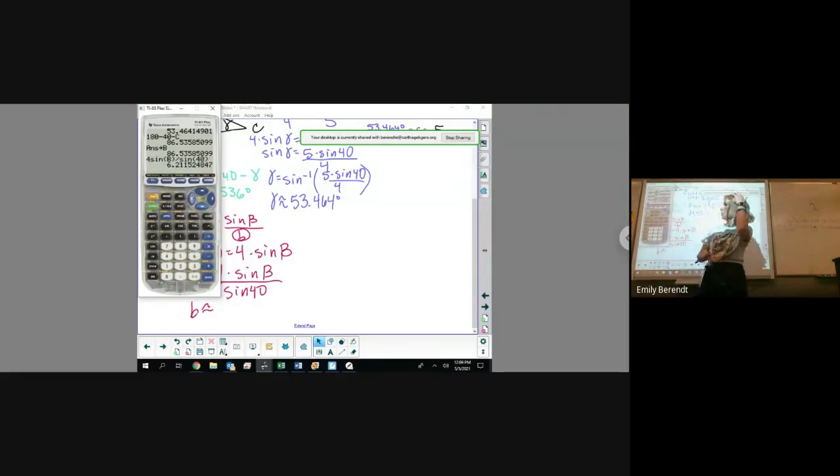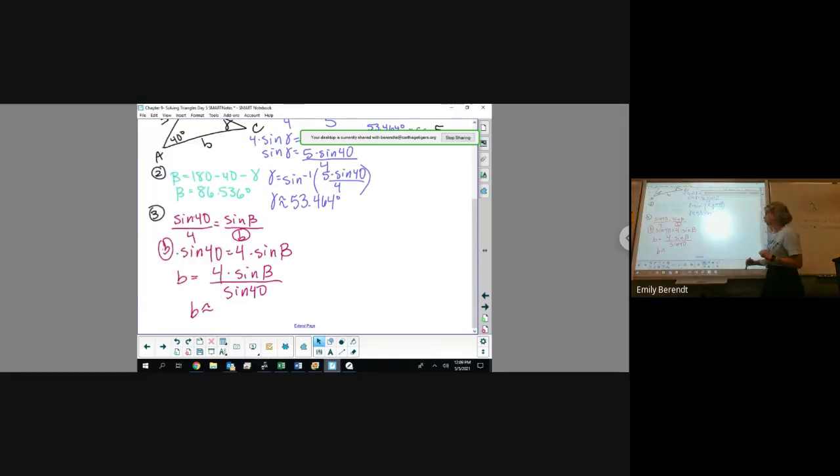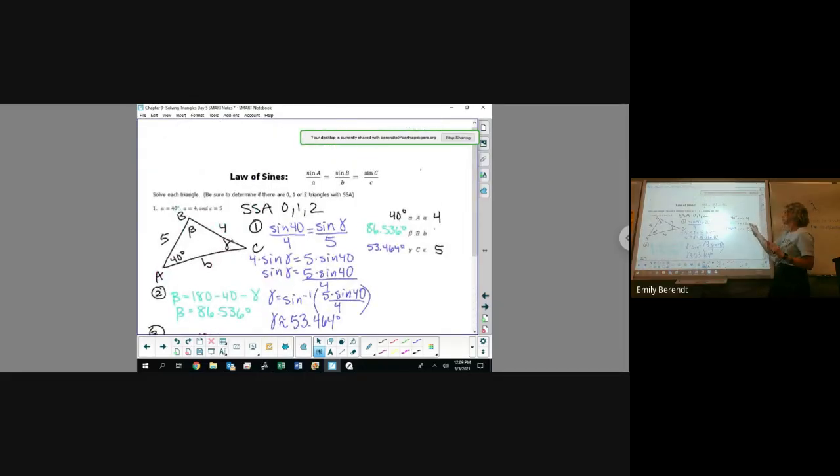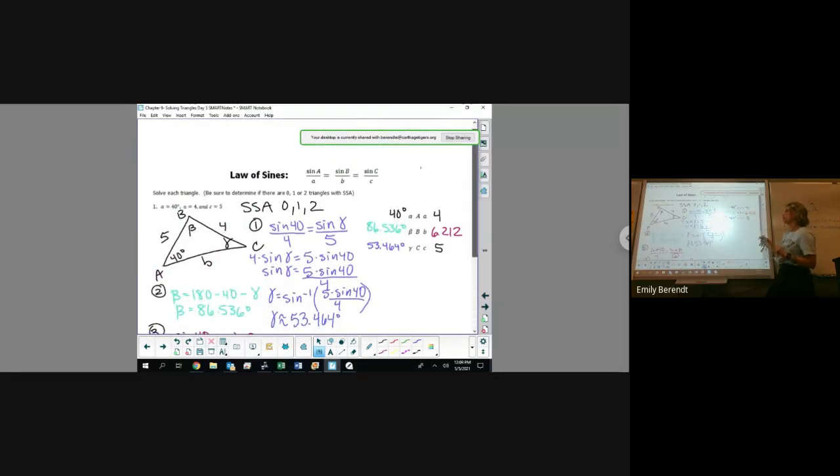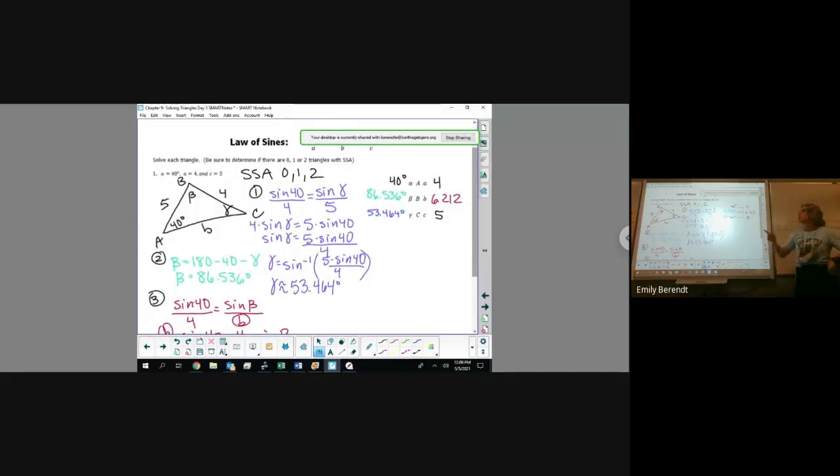We get 6.212. You don't need to store that value, but put it in your chart. And then double check your chart. You've got the biggest angle is 86. It should be across from the longest side. And then your smallest angle is 40, and it should be across from the smallest side.